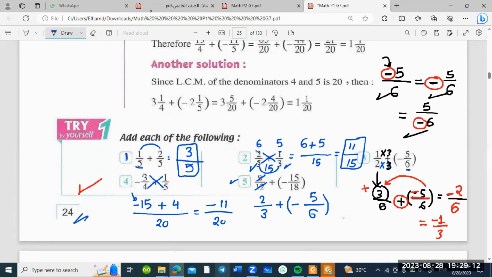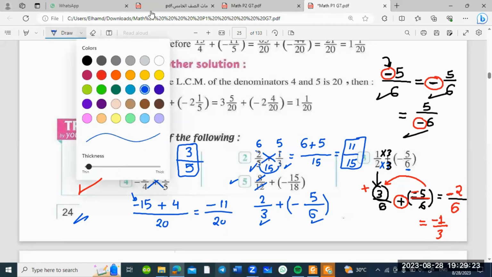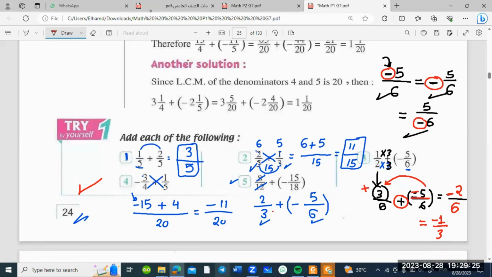Okay. Now you have here 3 and you have here 6. Can you make 3 like 6? Yes, multiply it by 2, up and down. 2 times 2 equals 4 over 6. And here we could do the same with the table of 2 only. Okay, as you like.